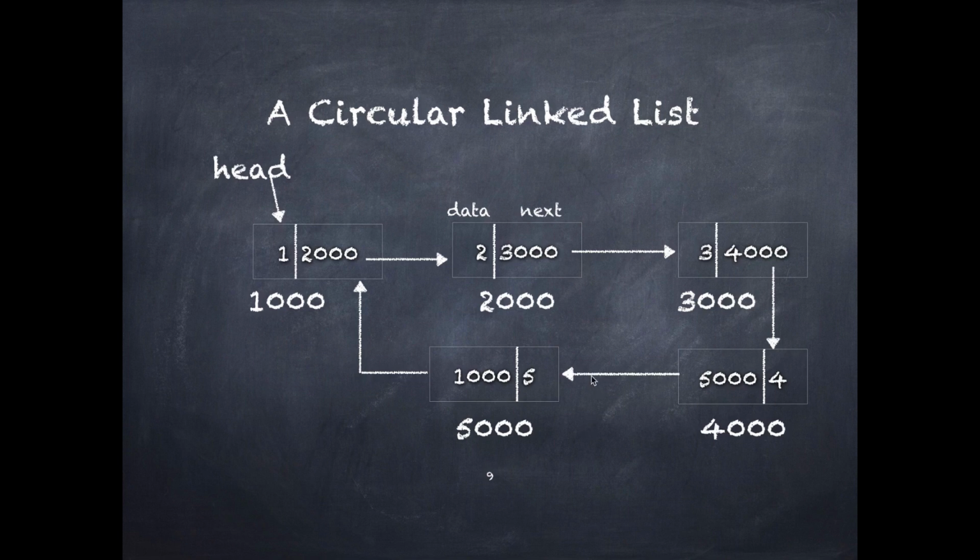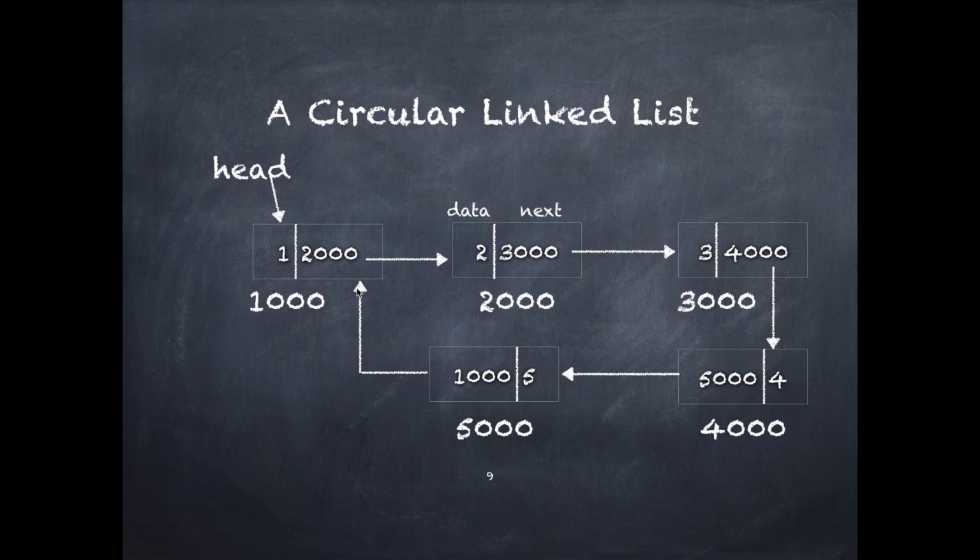In the singly linked list, this was assumed to be the last node, and this last node was set to null. Now what happens? This last node is not set to null. Instead, it is pointing back to the first node in the linked list. So this is called a circular linked list.